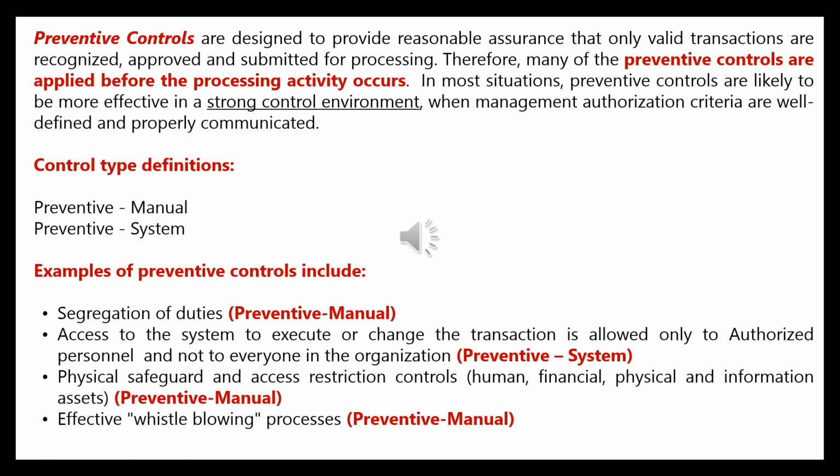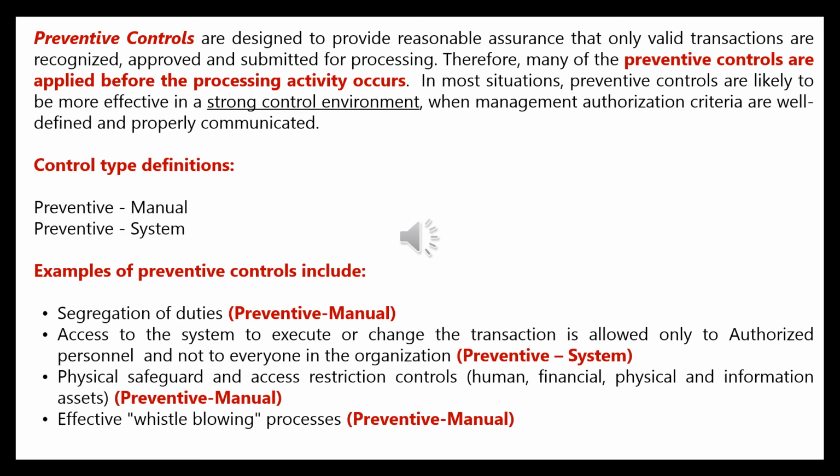Some examples in a business context: preventive controls include segregation of duties. It's a preventive and a manual control where the entire chain of transaction is not executed by a single person. There are multiple, 2 or 3 or even more people involved doing various roles to ensure that duties are appropriately segregated, and access to the system to execute or change the transaction is allowed only to authorized personnel and not to everyone in the organization. Again, this is a preventive control, but because it is controlled by the system, it is a systemic control.